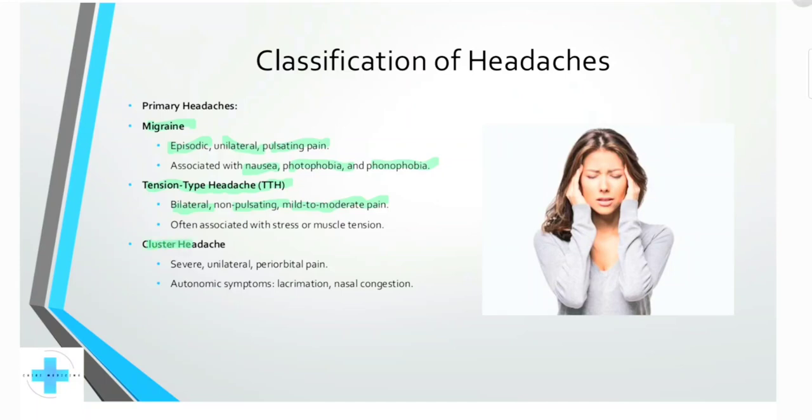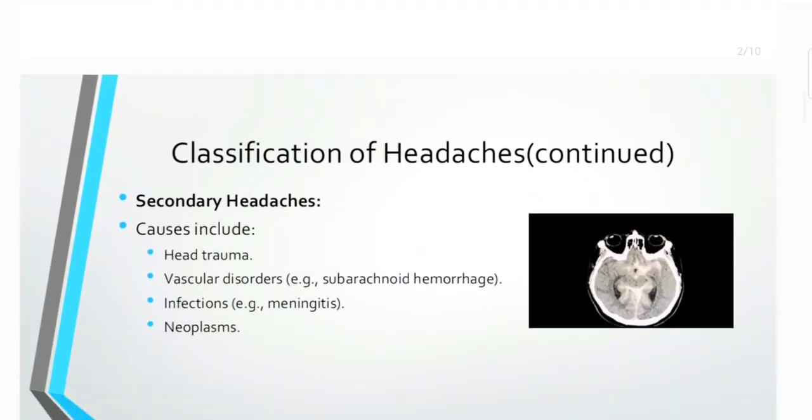Okay. Then you have your cluster headaches. They are severe, they're unilateral, but they happen around where the eye is. All right. And they tend to have some other symptoms like lacrimation, which is excessive tear production, right? Nasal congestion, and can also cause ptosis, which is like a lag in your eyelid. All right, but we'll talk about that in later slides.